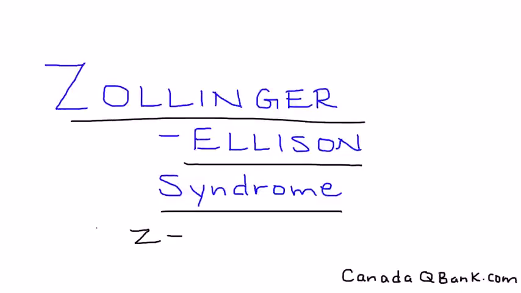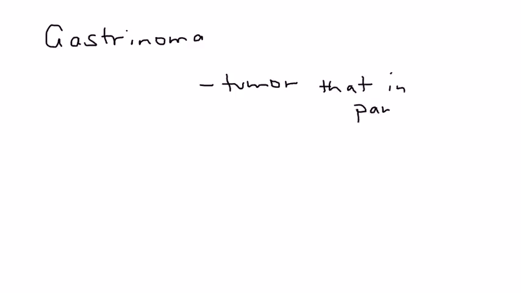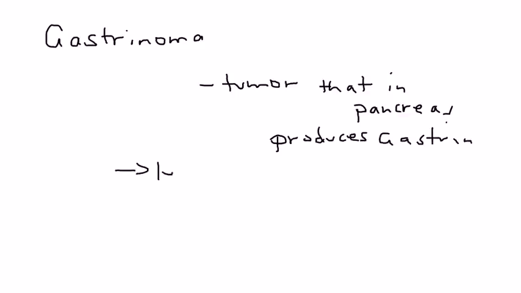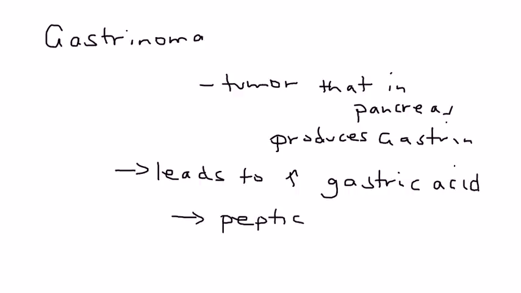Zollinger-Ellison Syndrome, or ZE syndrome. Essentially, this is a gastrinoma, a tumor that occurs in the pancreas and produces gastrin. And gastrin leads to the stimulation or production of increased gastric acid, and this causes stomach ulcers or peptic ulcers. So that's the most brief summary of ZE syndrome.